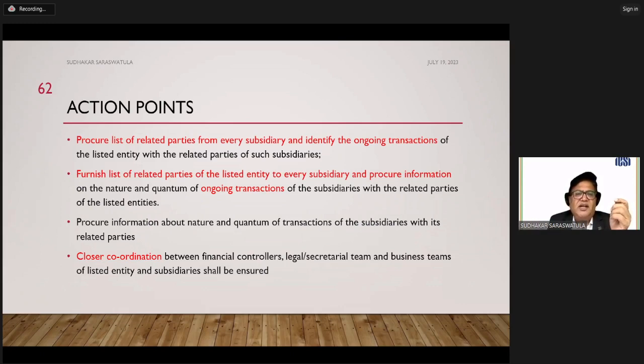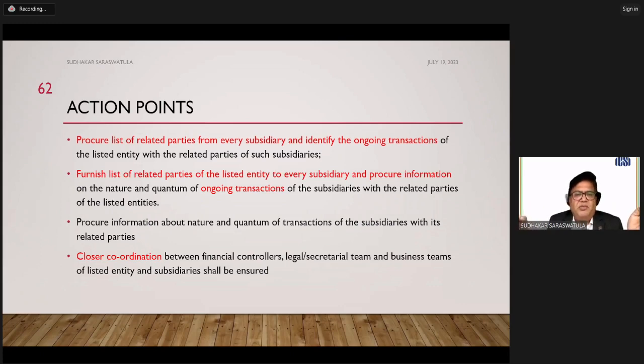Then furnish the list of related parties of the listed entity to every subsidiary and procure the information on the ongoing transactions. Another important thing: because of the change in definition, certain transactions which were not material related party transactions earlier might now have become material, because earlier it was 10% of consolidated turnover, whereas now it is 1,000 crores, whichever is lower. So you have to be very careful. You have to see which transactions are ongoing. Though for the past they may not require certain approvals, for the future they do require those approvals. You have to ensure that.